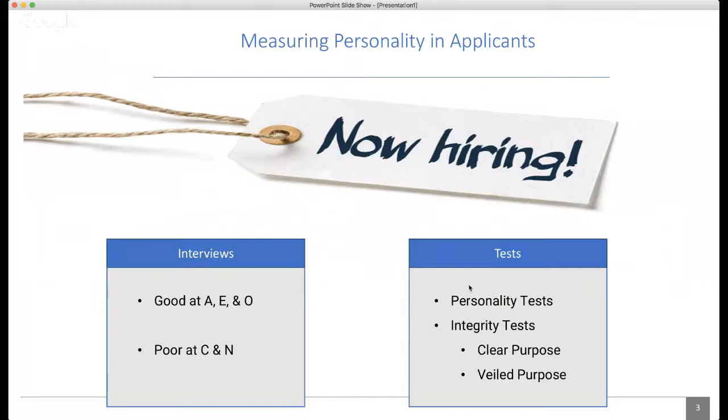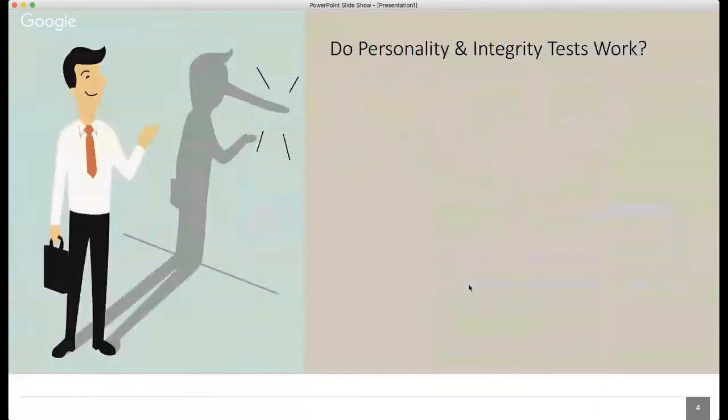So again, to reiterate, I'm so sorry to belabor the point, but it really is this. Conscientiousness is the best predictor of job performance, and the best way to measure personality is going to be through personality tests every time. Okay, so some of you might be asking, well, do personality and integrity tests really work?